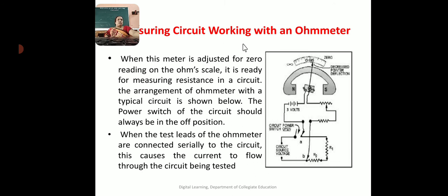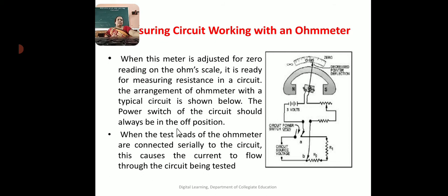If the circuit is in the on position, then what happens? If we apply the voltage, then what happens? That voltage damages the meter. That's why it should always be in the off position. When the test leads of the ohmmeter are connected in series to the circuit, this causes current to flow through the circuit being tested.